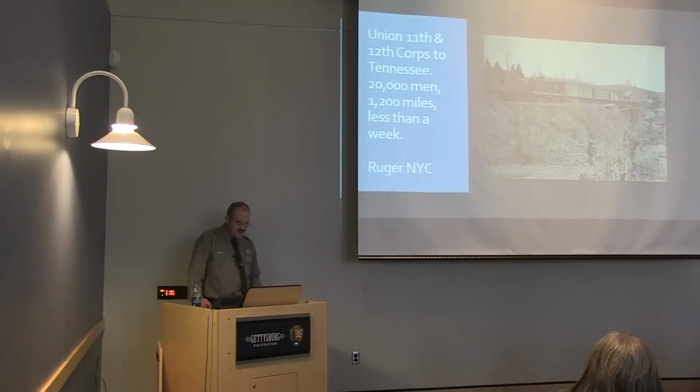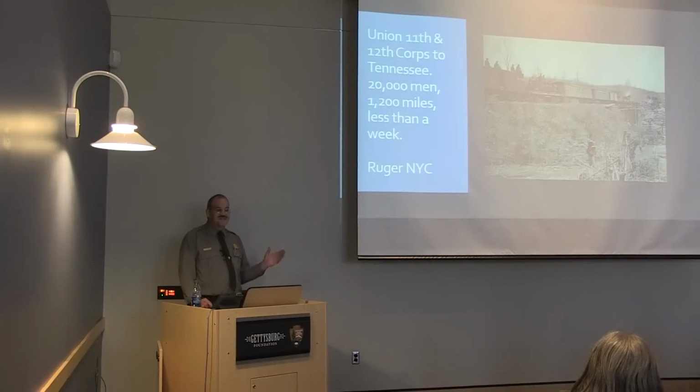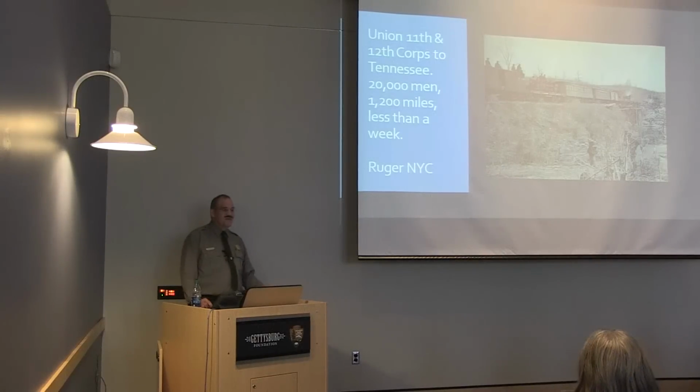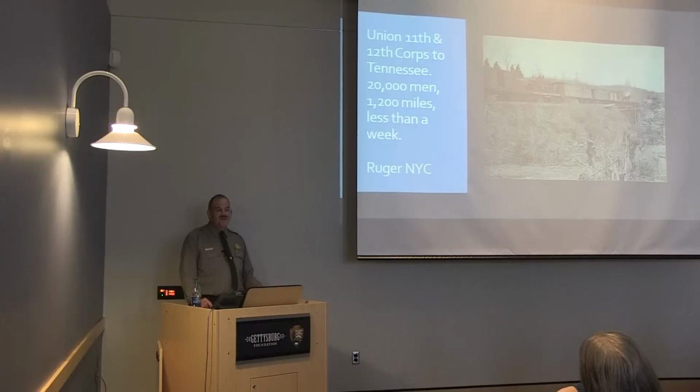On the Union side, you had an interesting story. The Union 11th and 12th Corps were sent to Tennessee shortly after the Gettysburg Campaign. This would have been in late September of 1863, after the Confederates had shifted troops and won the Battle of Chickamauga, and the Federals, under Rosecrans, had to fall back on their defenses in Chattanooga, and the Confederates were starting to lay siege there.